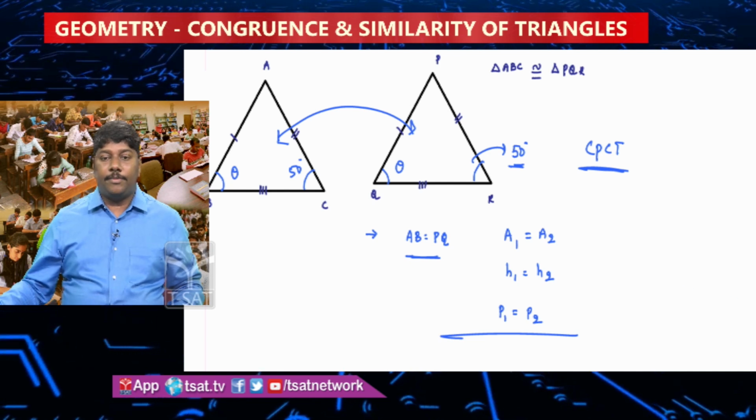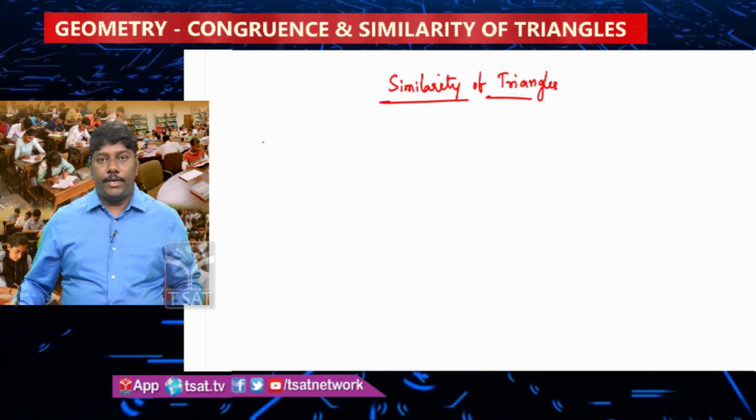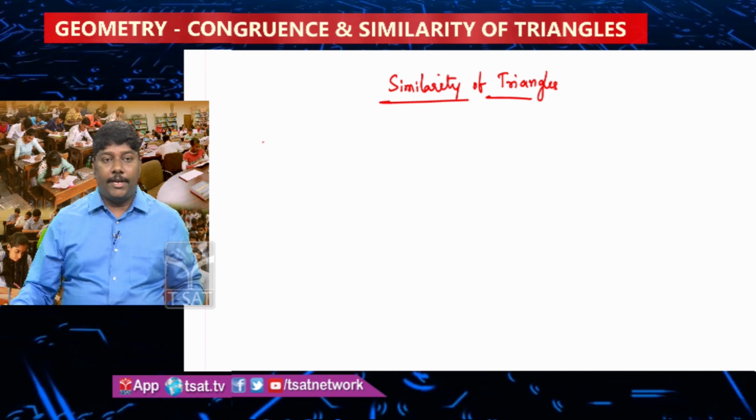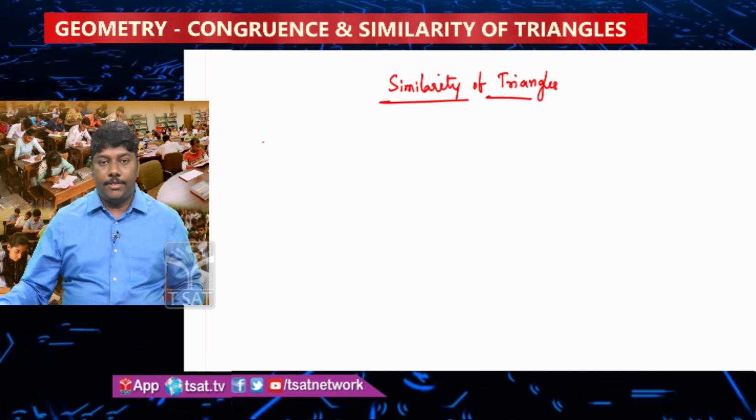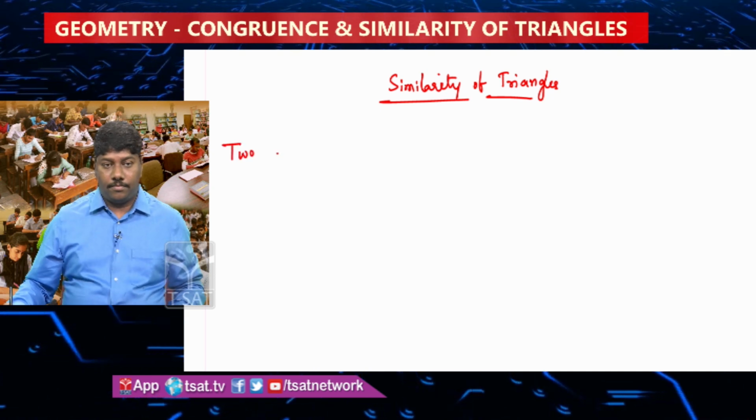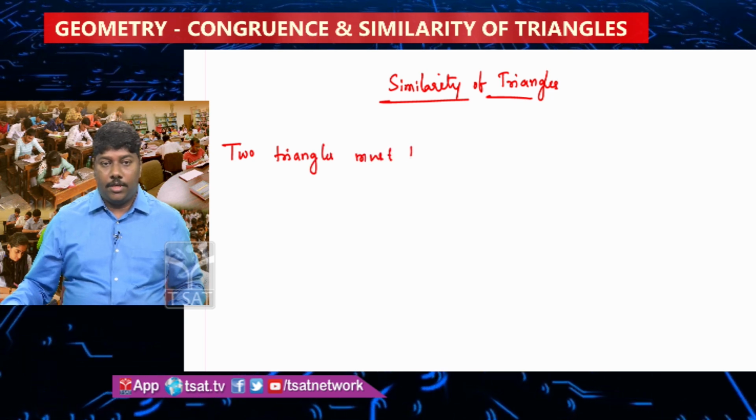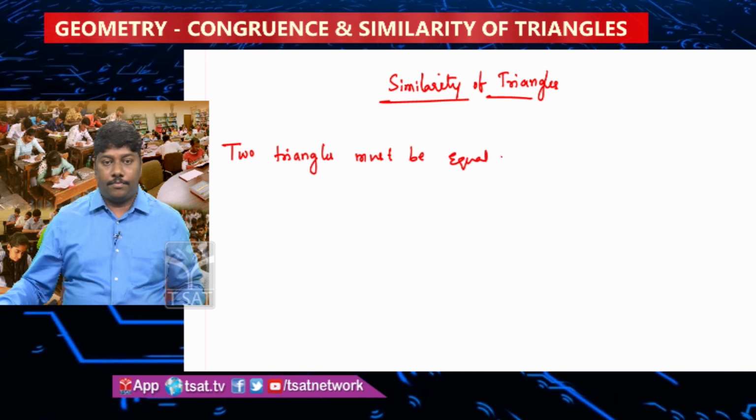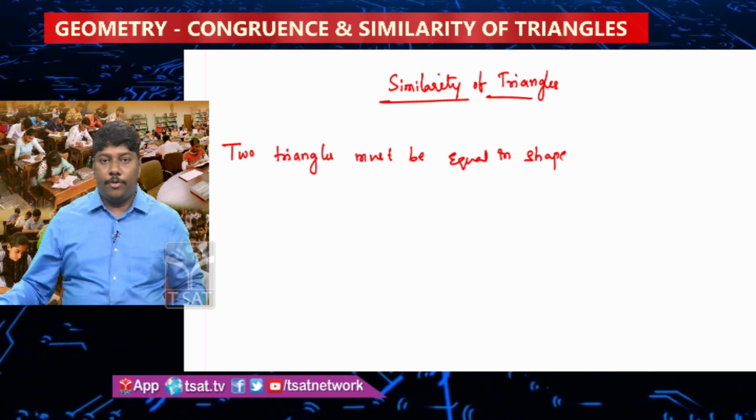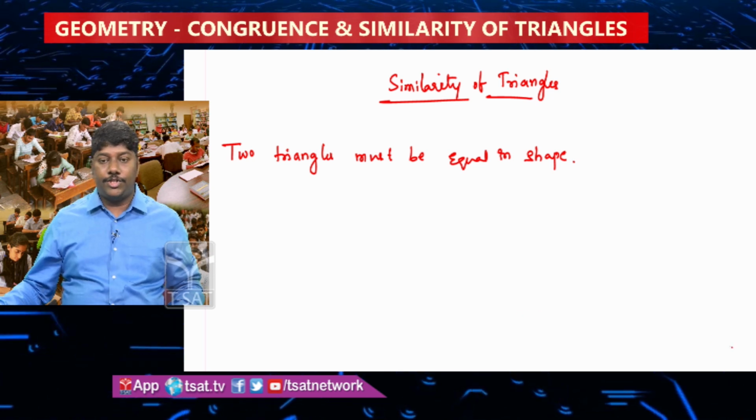Now a very important thing is similarity of triangles. What is the difference between similarity and congruency of triangles? When I say congruent triangles, two triangles must be equal in their shape as well as in size. But for similarity of triangles, two triangles must be equal in shape. Forget about sizes. We don't care about sizes in case of similarity, but they should be equal in shape.